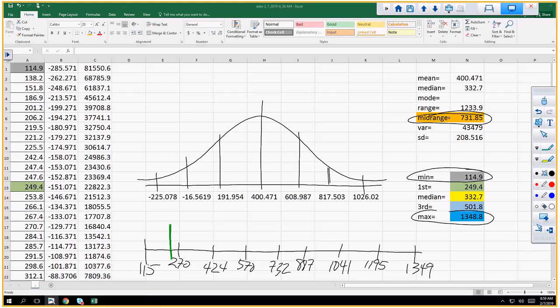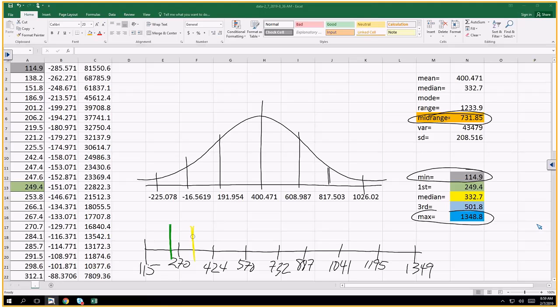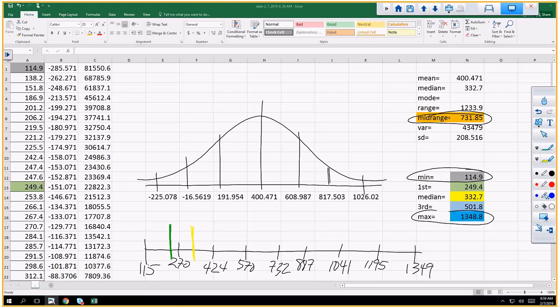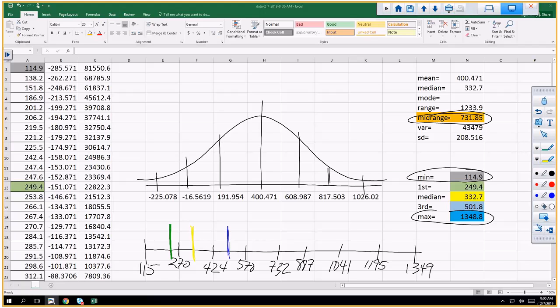Yellow, 332. And then blue, 501. Doesn't matter. I think we can all agree that this is skewed.